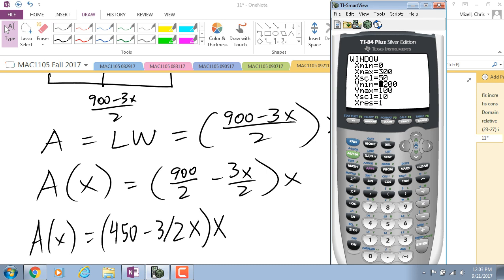Well, the y value represents the area. We don't want that to be negative. I'm going to set that at negative 100, just so the x-axis isn't at the very bottom of the screen, but we're really not going to consider the portion of that that's below the x-axis.